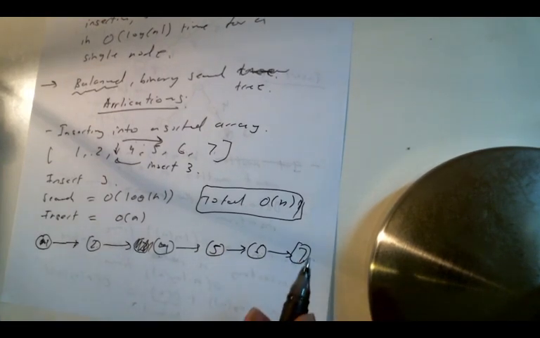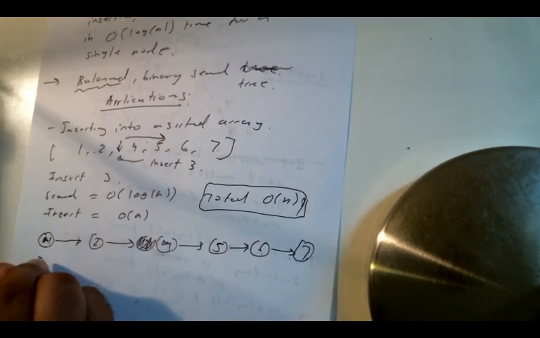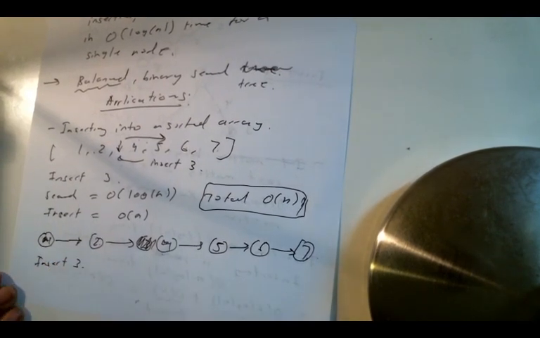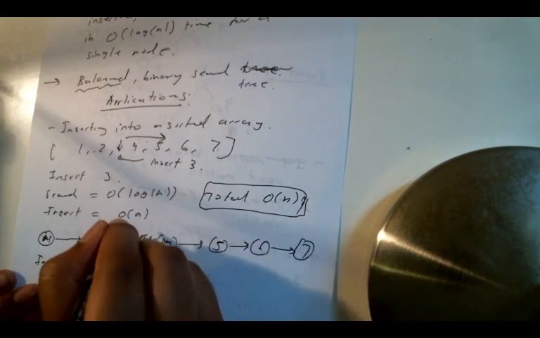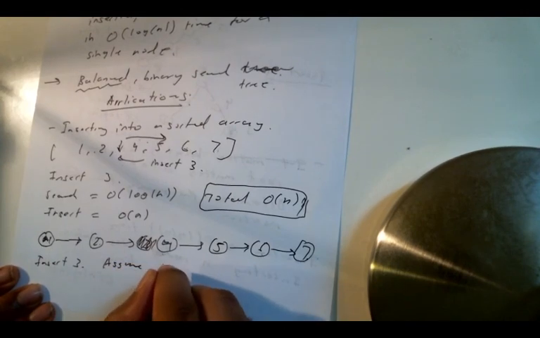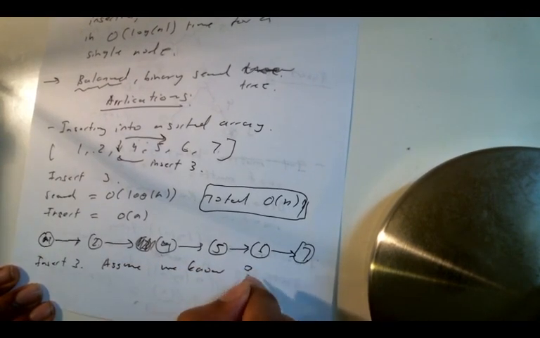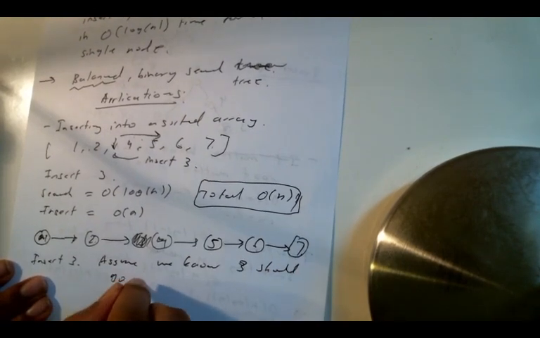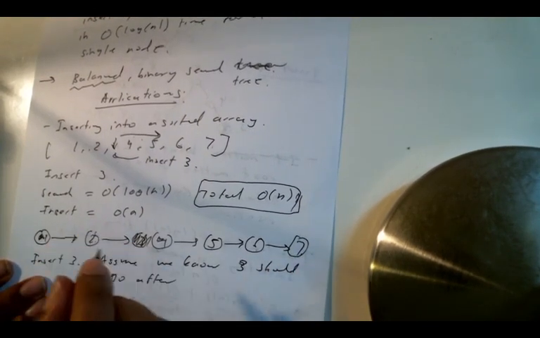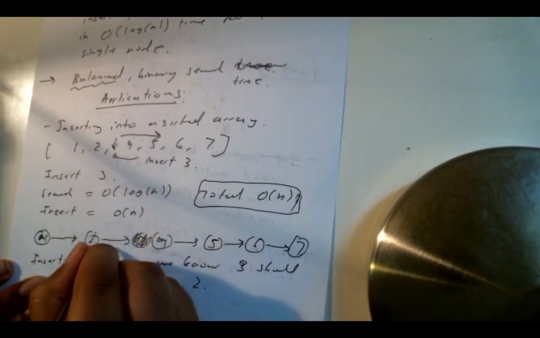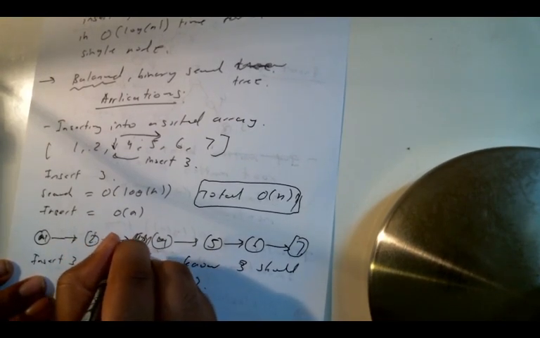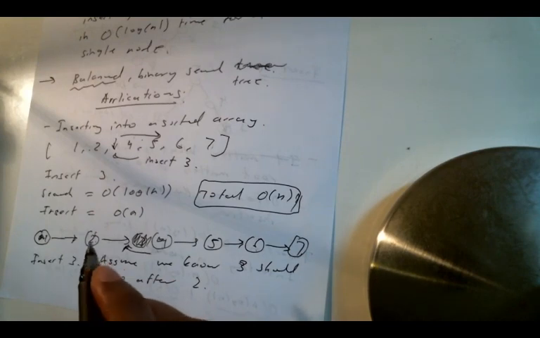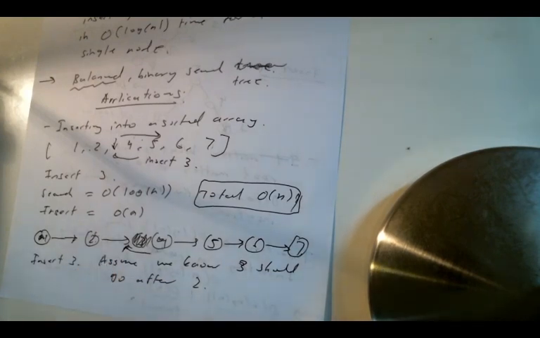All right, and I want to insert 3. Now, assume we know that 3 should go after 2. Let's assume we know that 3 should be inserted in this particular spot. We could have changed the numbers so we might not have known that a priori, beforehand.